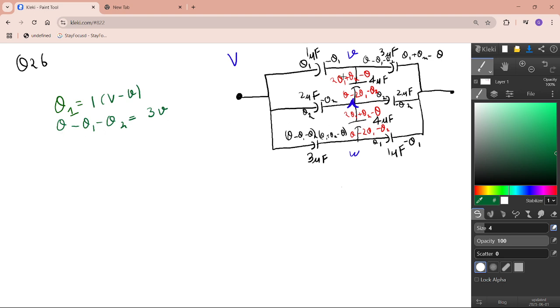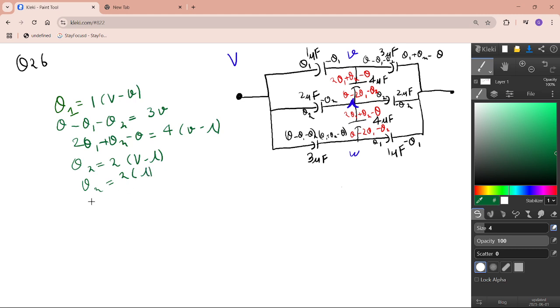So let's continue on. For this capacitor, 2Q1 plus Q2 minus Q is equal to 4V minus lambda. Now these two: Q2 is equal to 2V minus lambda. Then Q2 again is equal to 2 lambda.